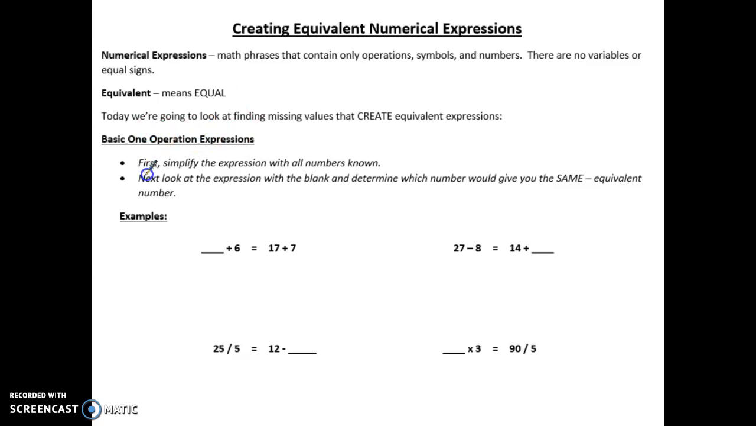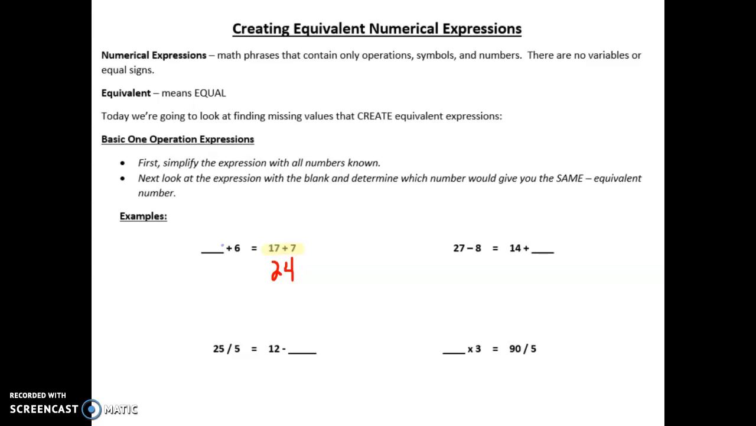All right, so first thing we're going to do is simplify the expression with all of the numbers known. If we're looking at example 1 here, you should notice that the expression on the right has all the values known. So 17 plus 7 is where we're going to start, and we're going to simplify that down to one number. 17 plus 7 gives us an answer of 24. So now let's take a look at the other side. Again, my goal is to put in a number for the blank that when simplified is going to give us that same answer of 24.